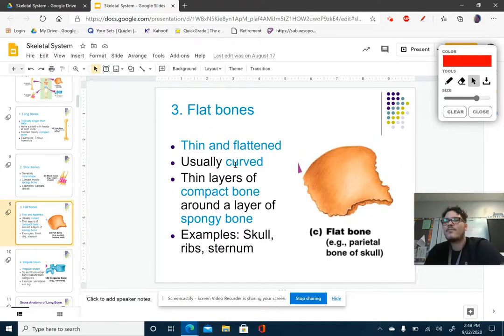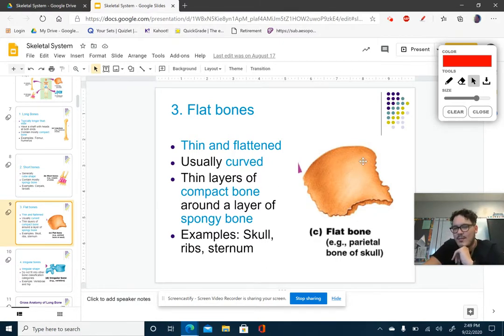Flat bones. Flat bones, as the name implies, like we mentioned, are thin and flattened, but they're typically curved according to the contours of your body: your skull, your rib cage, your sternum, your clavicle, your scapula. All these are flat bones.